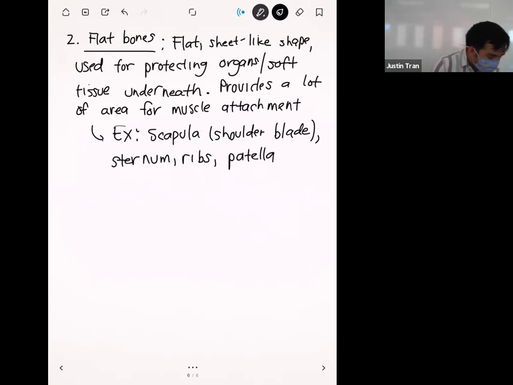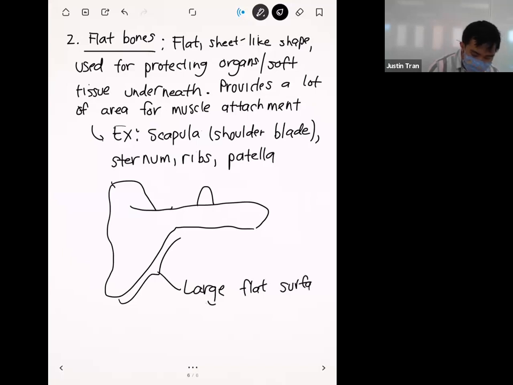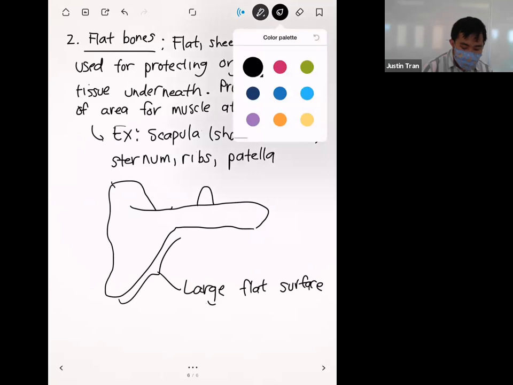And so to draw an example, let me draw the scapula. Your shoulder blade bone looks like the following. So again, a terrible drawing, but hopefully it gets the point across. You have a large flat surface over here. And underneath the shoulder blade, you have a lot of the muscles that compose your shoulder. And there's a lot of places where your muscle can attach.